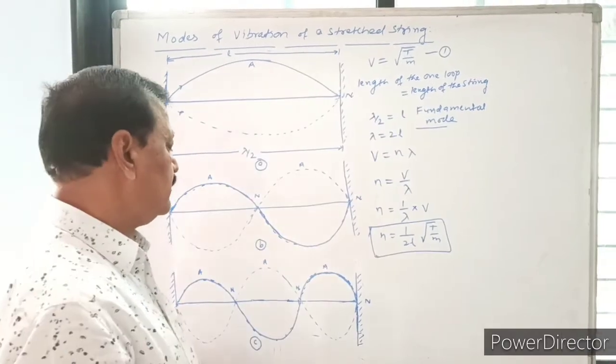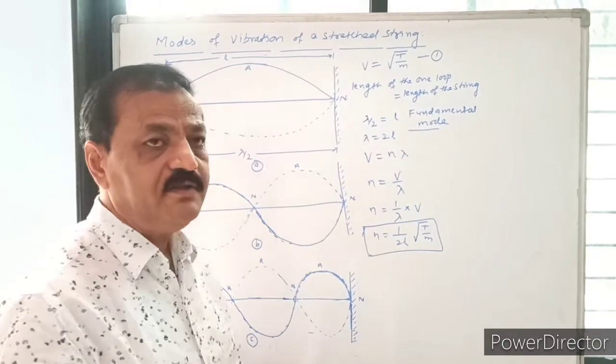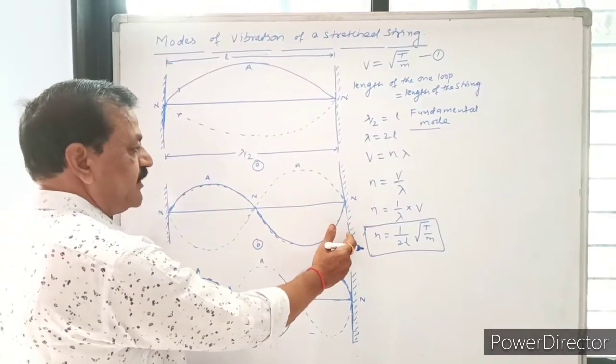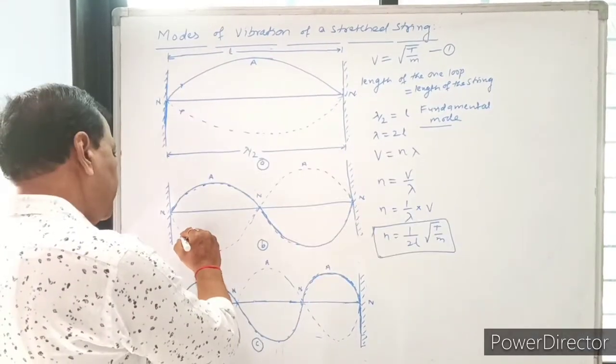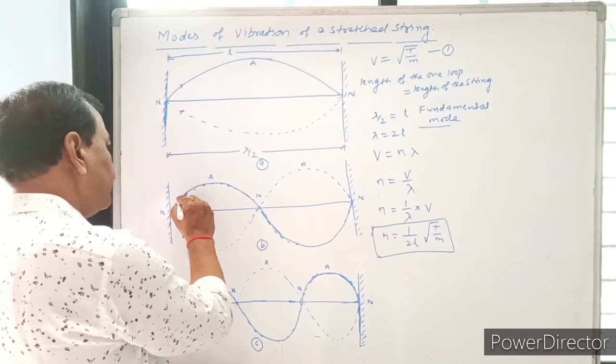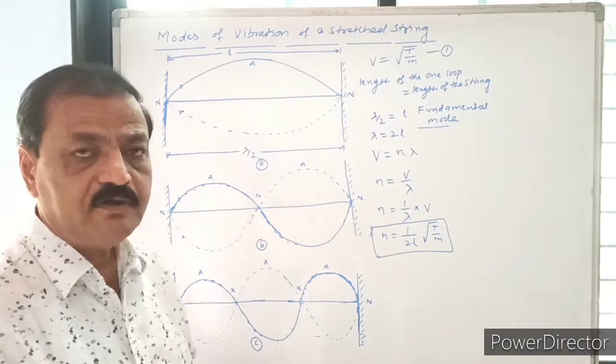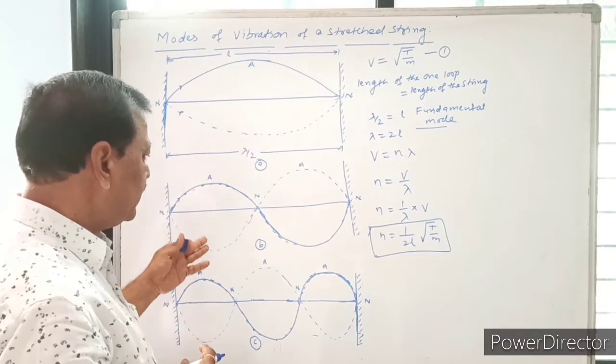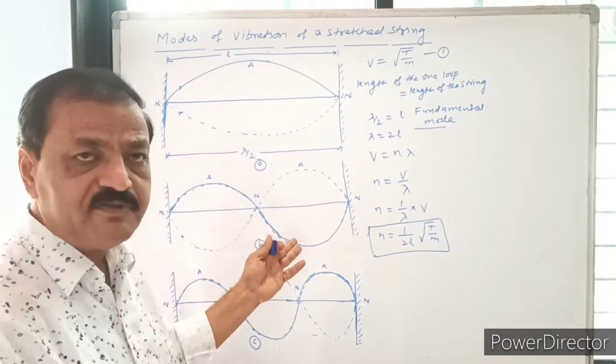The next one is the string can vibrate in different ways. So these are the second mode of vibration. One is the incident waves and another is the reflected waves. The incident waves and reflected waves interfere with each other, obtaining the stationary waves.